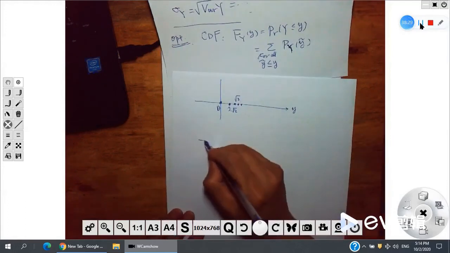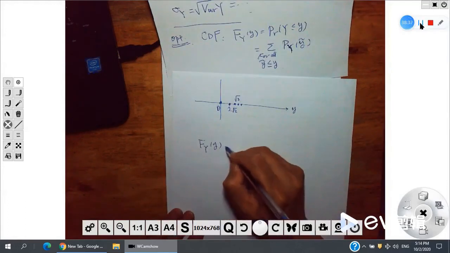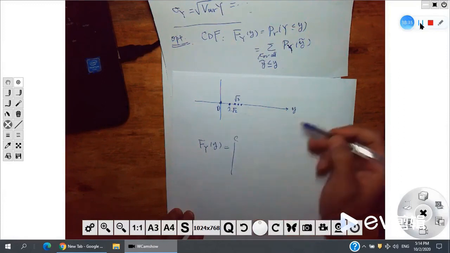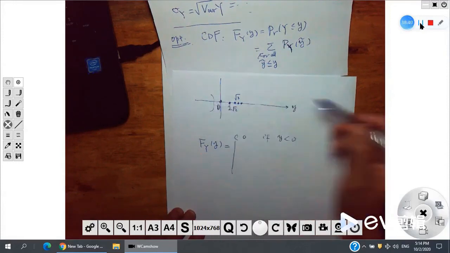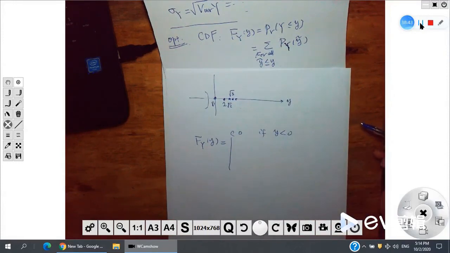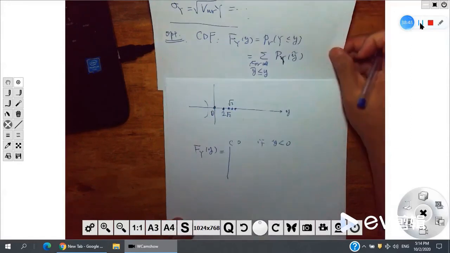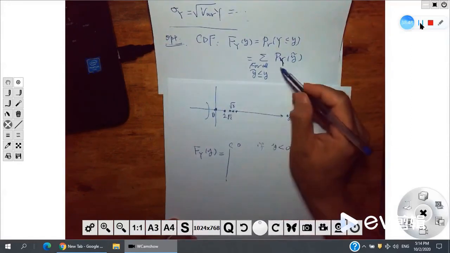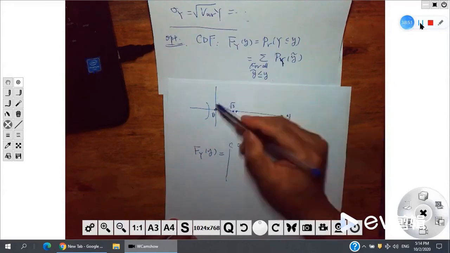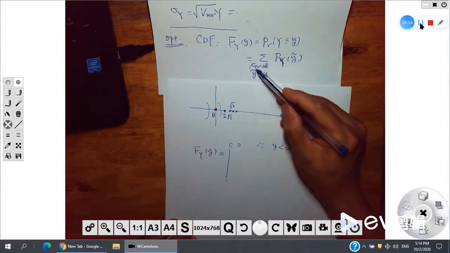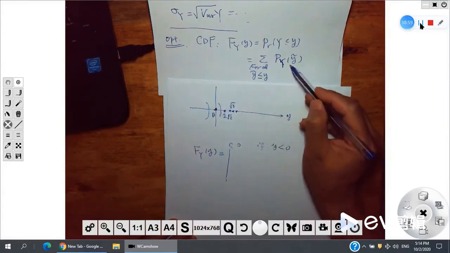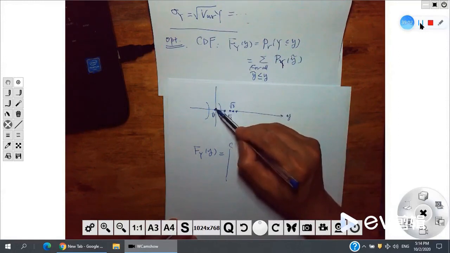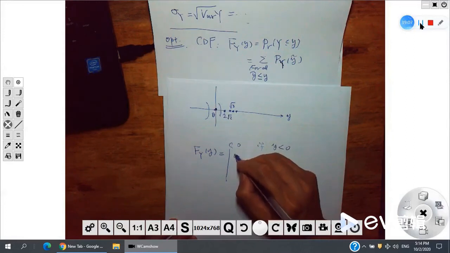So F_Y(y) can equal 0 if y is smaller than 0, right? For this side, no value is possible, so the probability should be 0. And when y goes to here, we have one possible value, right? For all y tilde smaller than or equal to y, the only one with positive probability is just this 0 point. And what is the probability of this point? It is 1/5, so 0.2.